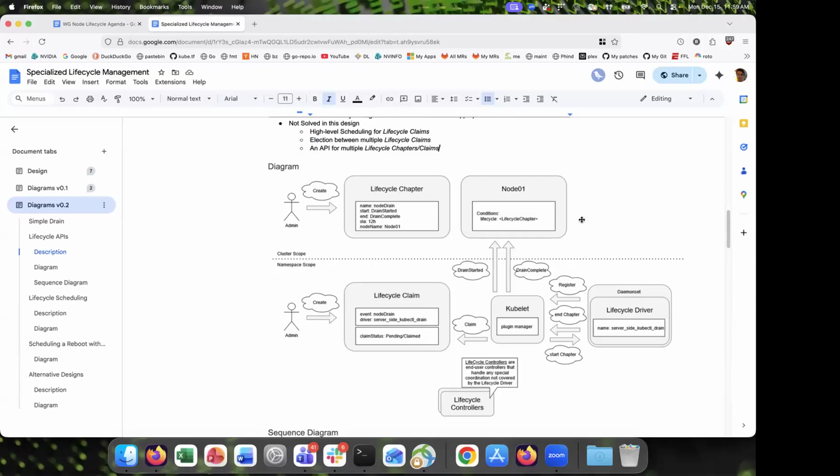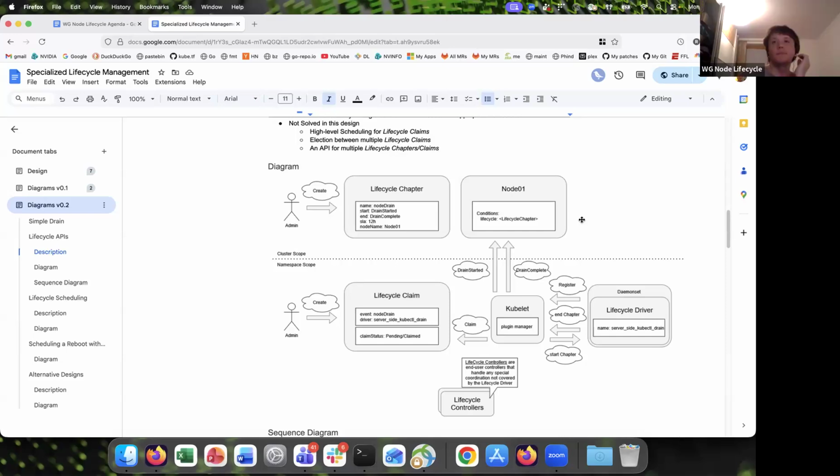So I wasn't sure, when you said the API server, does it need to be its own independent object outside of the node? Is that what you meant?